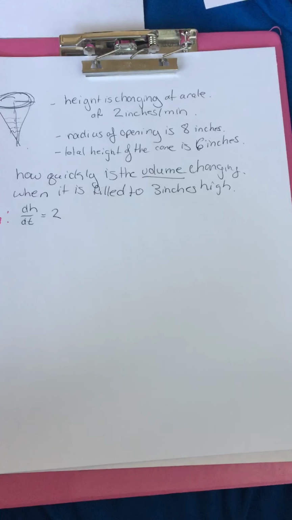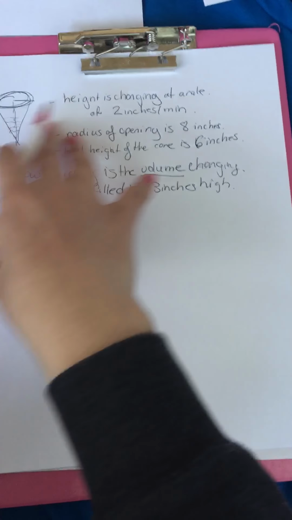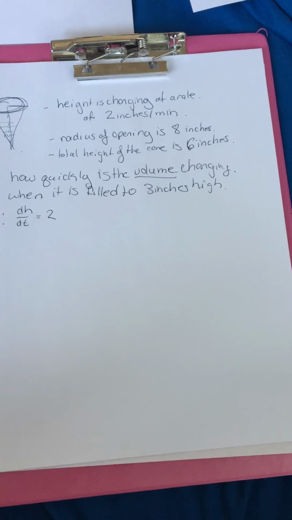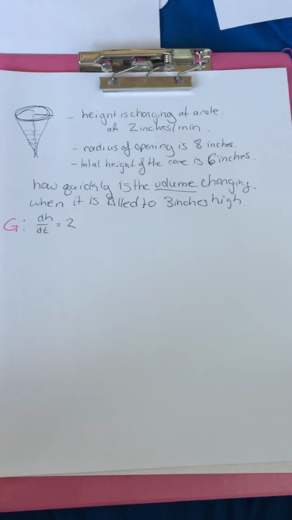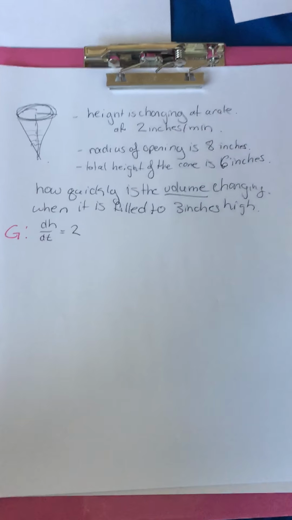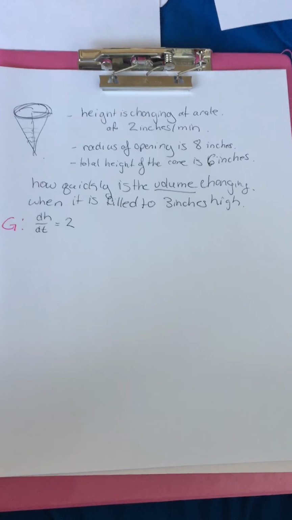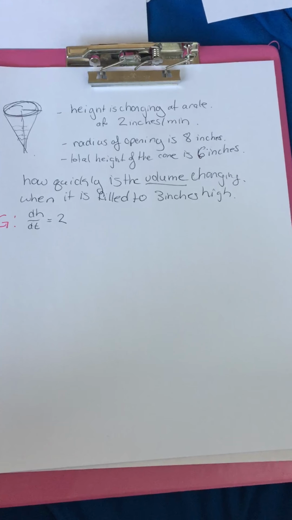So we know that we're kind of stuck when it comes to the radius because we don't have any information about how the radius is changing. Often this happens in related rates. So there's generally one or two things. Before, we had the length and the width related. Now we're going to see how the height is related.